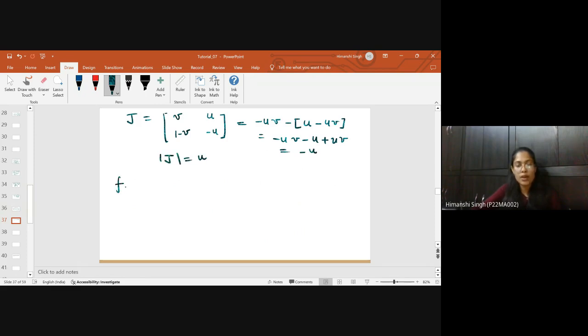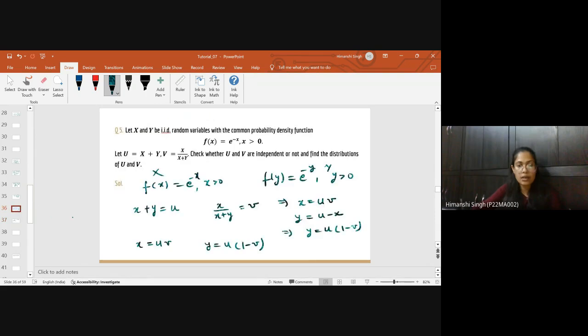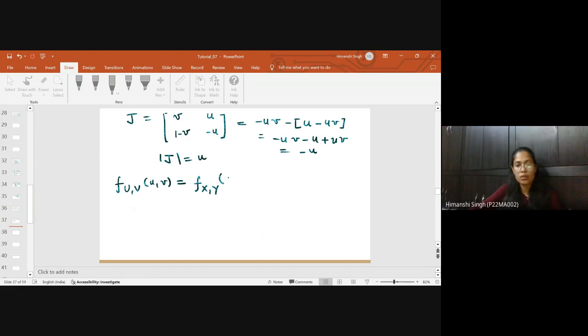So what will be the joint density of u and v here? It will be f of x comma y, evaluated at the inverse images. So what are the inverse images? uv and u into 1 minus v. So it is f of uv comma u into 1 minus v, into the mod of the Jacobian. So it will be into u.